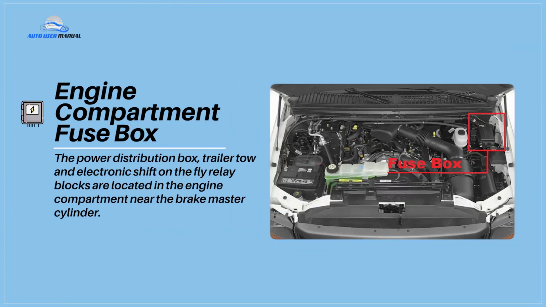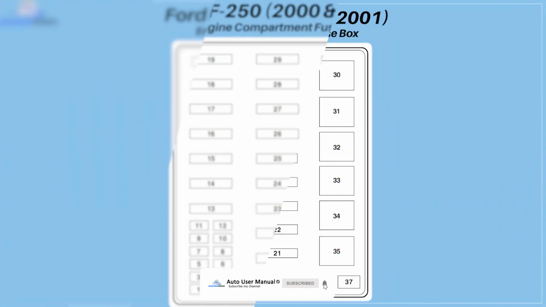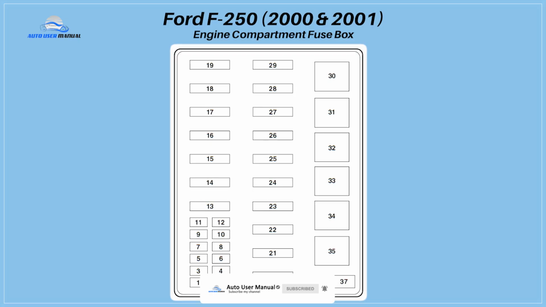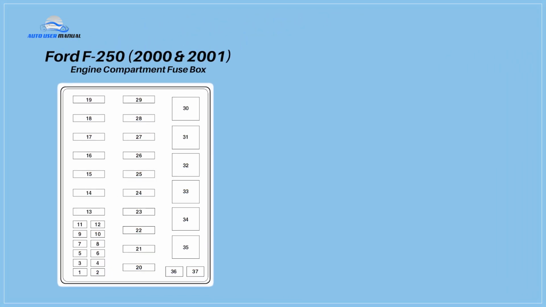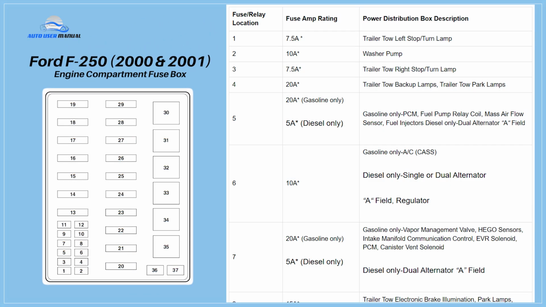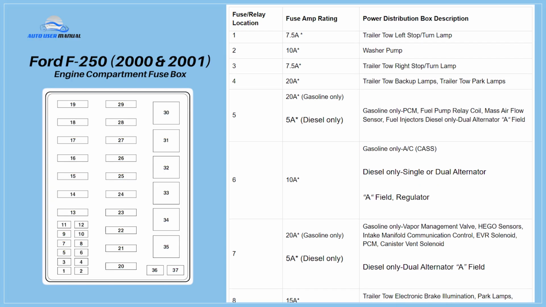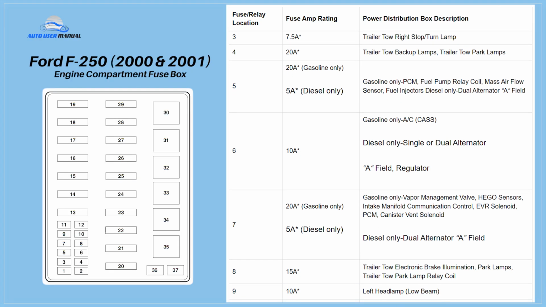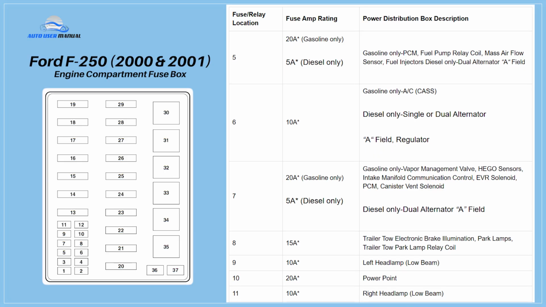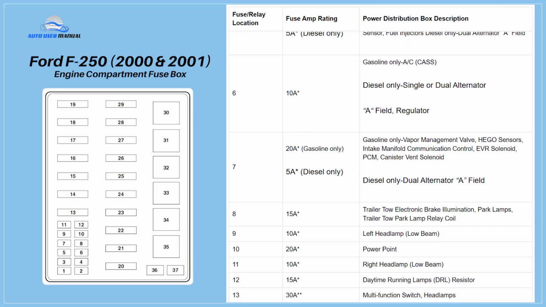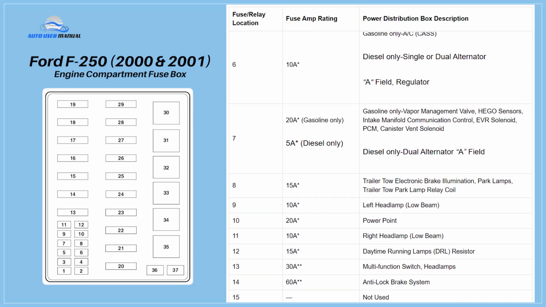Engine compartment fuse box. The engine compartment fuse box in 2000 and 2001 Ford F-250 distributes and protects power for major engine systems such as the fuel pump, ignition system, and cooling fans using high current fuses and relays.